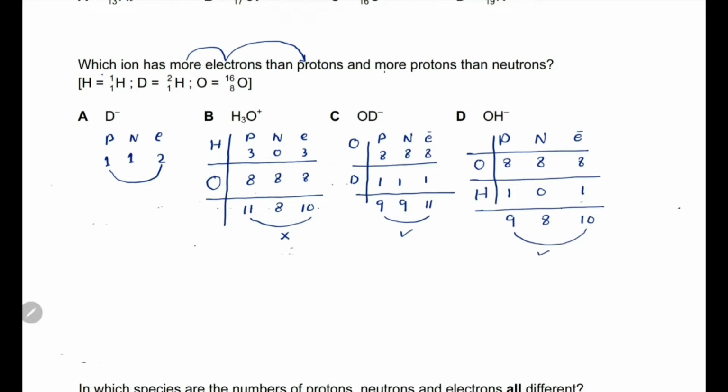The next thing is more protons than neutrons. Over here in deuterium, they are equal, so it's not our choice. Here, protons are more than neutrons, so it is our choice. Over here they are equal, so it's not our choice. These two are equal, so not our choice. And over here there are more protons than neutrons, 9 is greater than 8, so this is our choice. Now we have both conditions satisfied in choice D, so the hydroxide ion is the answer.